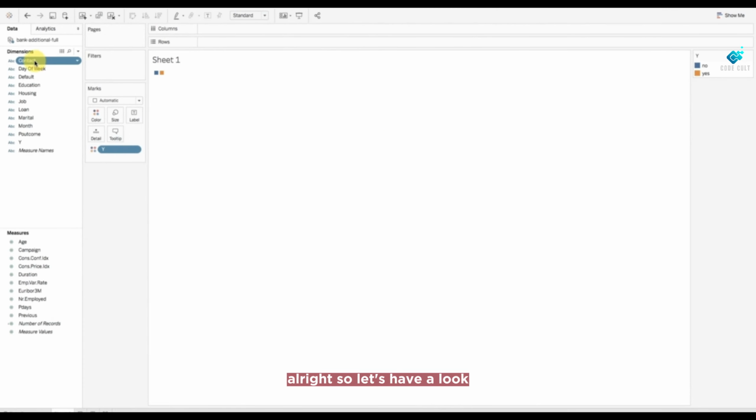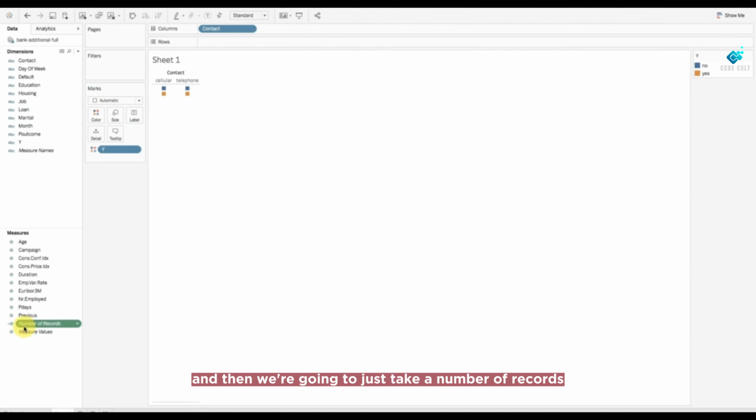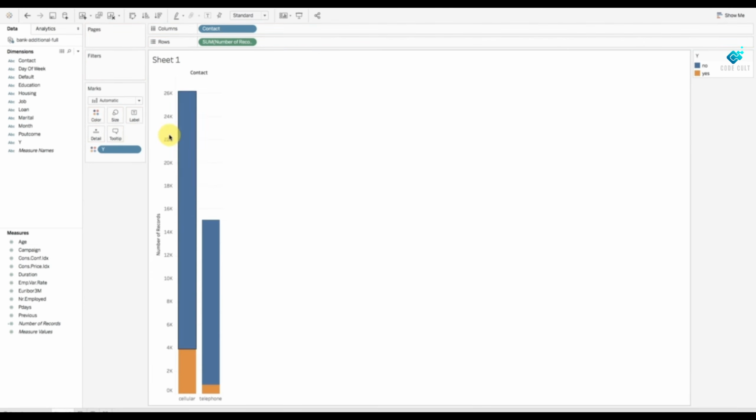All right, so let's have a look. We're going to take contact, and just drag contact into columns. So you can see here, cellular, telephone, and then we're going to just take a number of records. So that's the number of rows in each of those categories. I'm going to drag it into rows over here. As you can see, it's telling us right away, it's very smart. It's already built a bar chart for us.